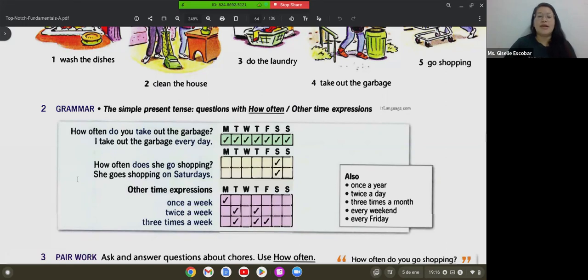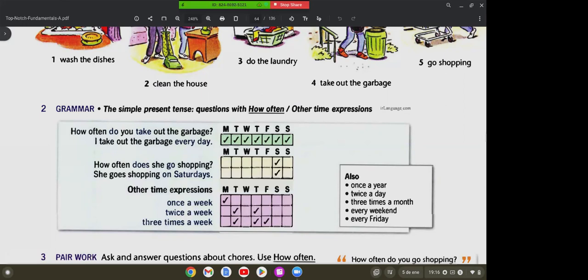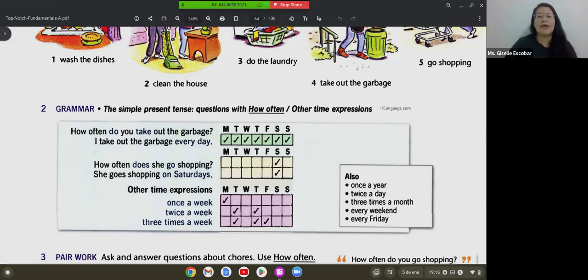So let's see right here. We have, how often does she go shopping? What is that question asking? ¿Qué se está preguntando? ¿Qué tan seguido ella va de compras?